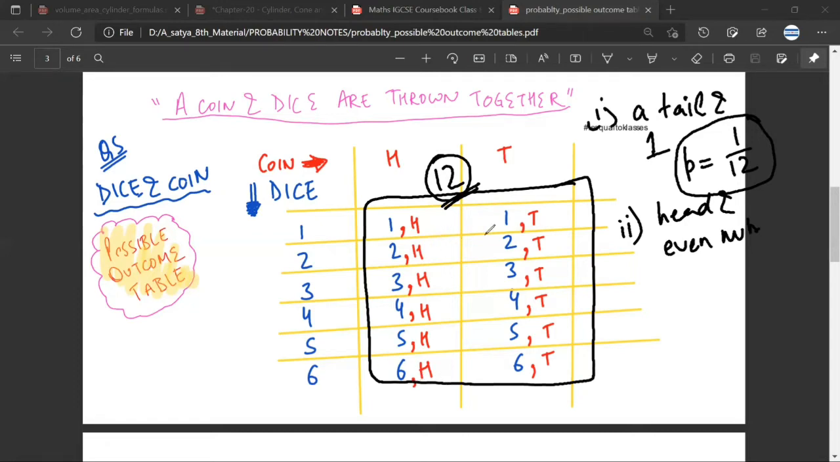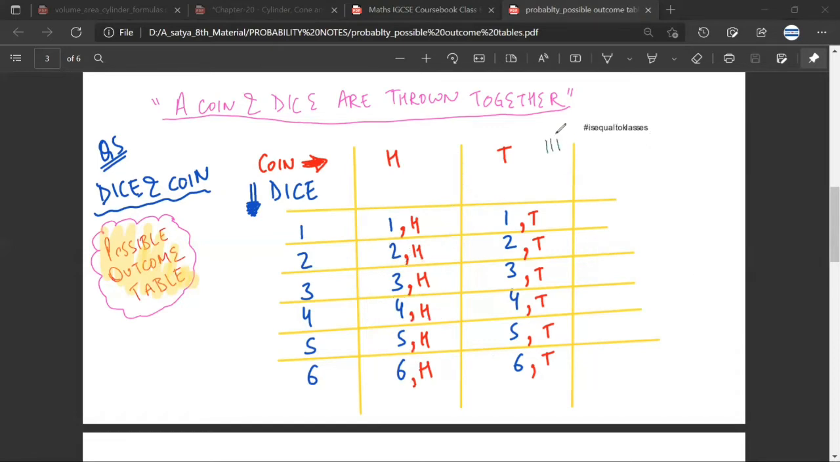So you require a head and an even number. So this is possible. Head and an even number, this is possible. Head and an even number, this is possible. So 3/12. So the answer would be 3/12, which will be equal to 1/4. Any doubts, Satya? No doubt.